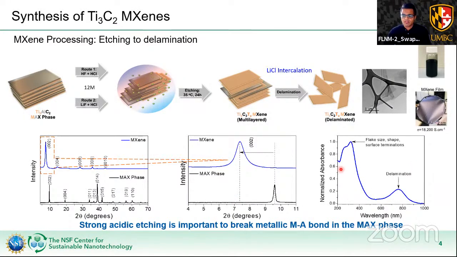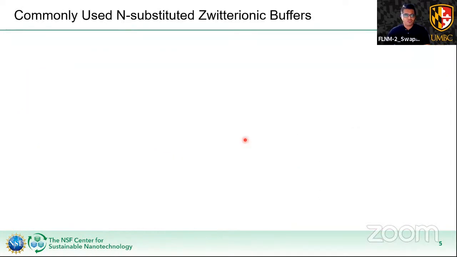So this is a typical visible spectrum of our MXenes. MXenes absorb in two different regions. One is this visible region, which tells us about the delamination of MXene. And the absorbance around the UV region gives us information about the flake size, shape, and surface terminations.